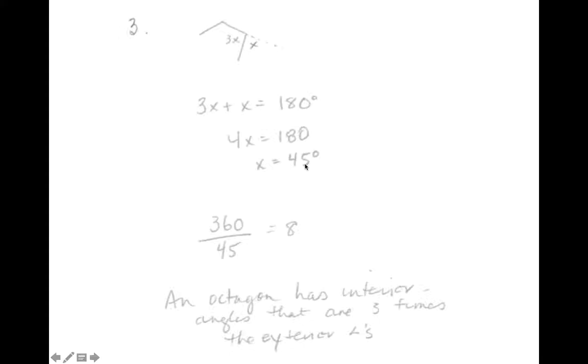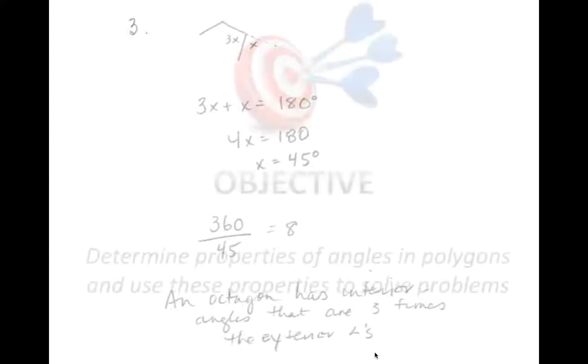Now, if you wanted to know how many sides this polygon has, perhaps the easiest way might be to simply take, I know that all the exterior angles add up to 360. I know that one of them is 45. And so that seems to mean that I have 8 sides. An octagon has interior angles that are 3 times the exterior angles.